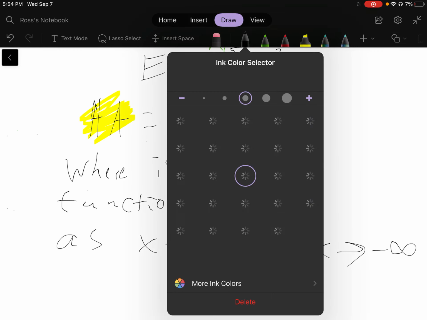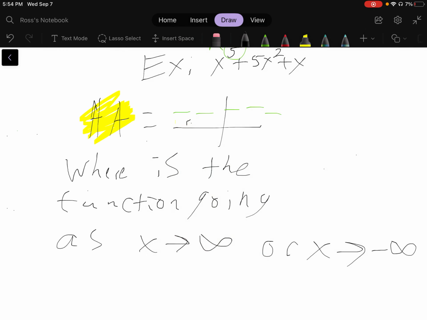So in this case, I made up a function, and the function may look like this. It's what the function is trending towards, heading towards, getting closer to as x goes. So this would be x goes to infinity. This would be x goes to negative infinity. Okay, so that's all a horizontal asymptote is.